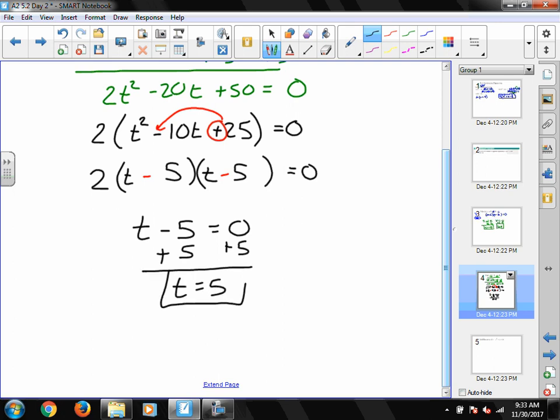A lot of people ask me, do you need to worry about this 2 too? Nope. If you really want to, you can divide it over here, divide this left side by 2, right side by 2. It won't change anything. Or if you don't like that, you can just ignore it and not worry about it for right now. It doesn't have a lot of meaning to us. What you're worried about is the numbers inside the parentheses, setting those equal to 0.